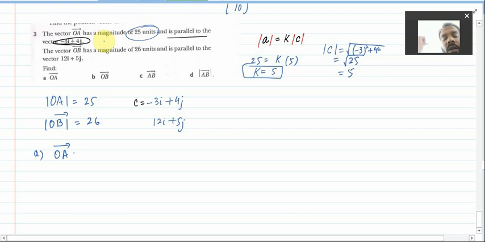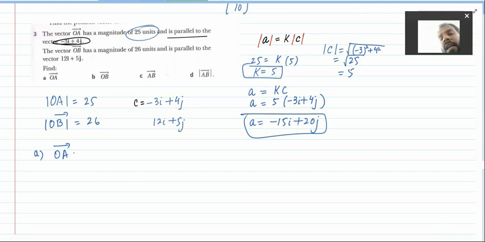And how do you find that? Now A is equal to K times C. We are talking about vectors here because there is no sign of modulus. The vector A is unknown, the value of K is known, and vector C is minus 3i plus 4j. When you multiply, it's minus 15i plus 20j. That is your answer for part A.